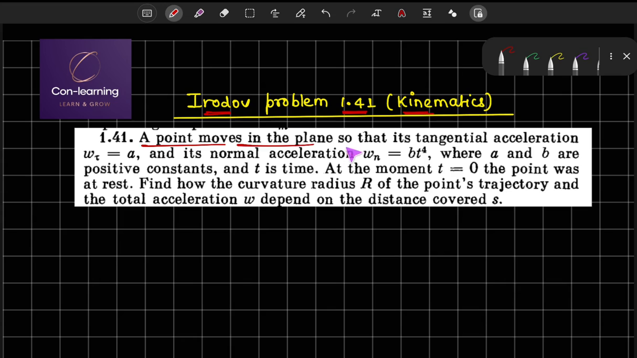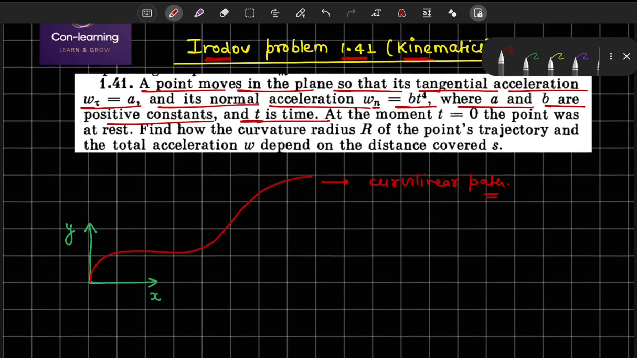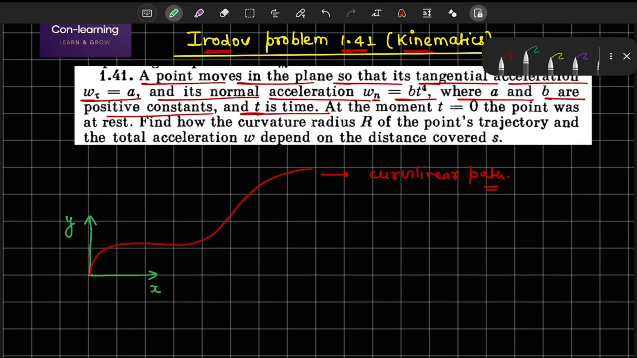A point moves in the plane so that its tangential acceleration Wt is equal to a and its normal acceleration Wn is equal to bt to the power 4, where a and b are positive constants and t is the time. So let us say the point is moving in the xy plane. This is the x direction and this is the y direction, and let us say the point is moving in this particular curvilinear path.